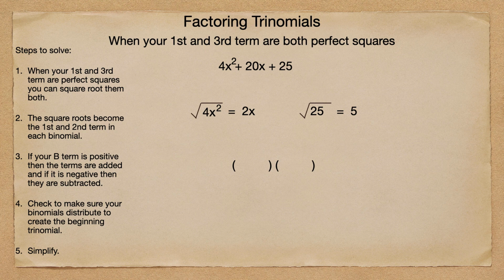So we're going to have our two binomials. Our first term in each of them is going to be our 2x. And our second term in each of them is going to be my 5.